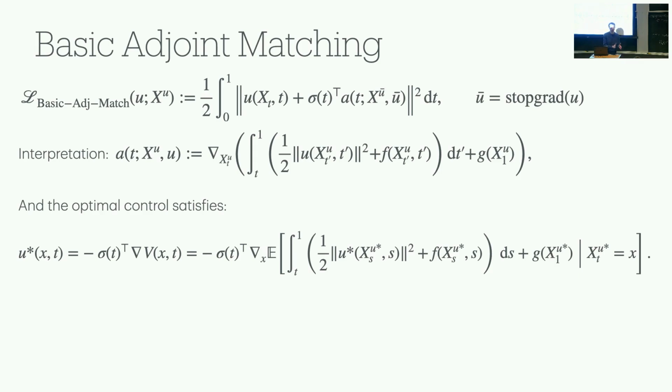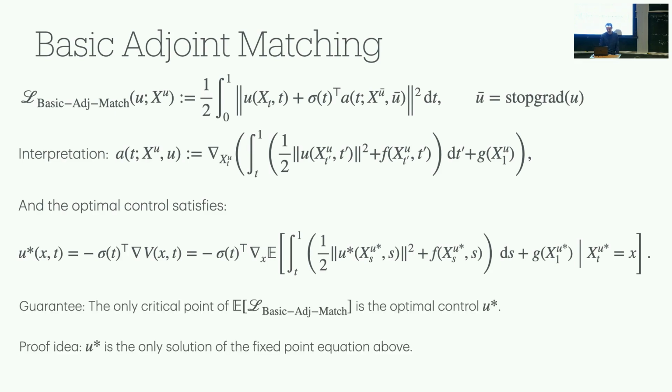So we want that U star is equal to sigma transpose times the gradient of the expectation that you have here. And since there's only one solution to this fixed point equation, which is something that we show, when you're at the critical point of this loss in expectation, then you're at the optimal control. I know that this is a bit rushed, but that's roughly how you understand that the basic adjoint matching loss is doing what it's supposed to.